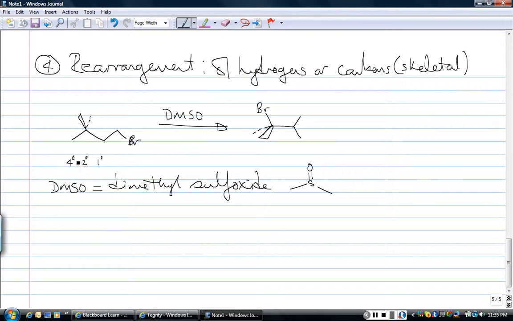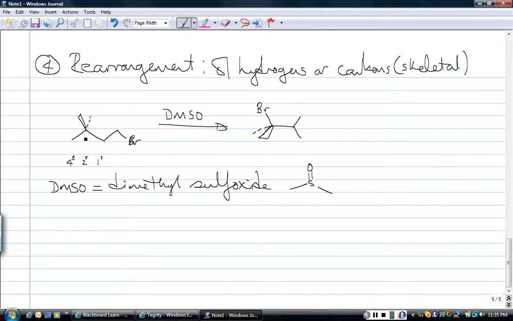So what has clearly happened is one of these methyl groups moved across the molecule from this position to that position. Right? So in a sense, there was a migration of this methyl from that position to that position. That's called a skeletal rearrangement.